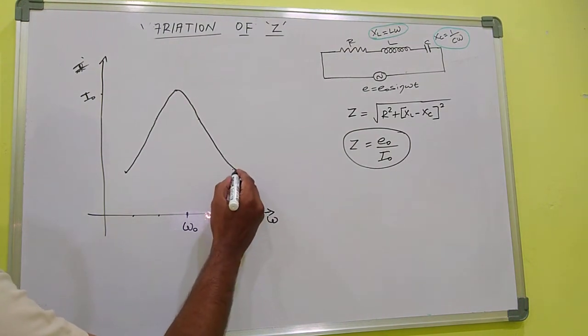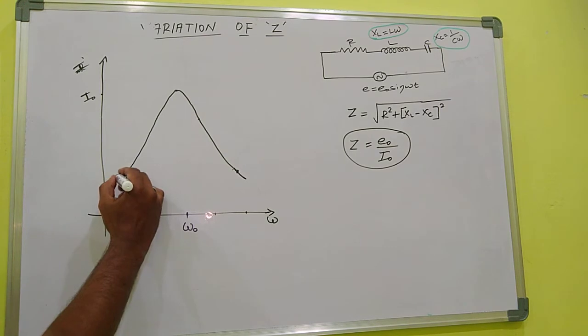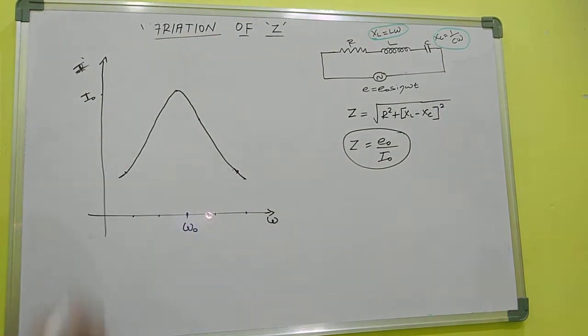Okay, this is the point. So connect. This is the graph. What does this graph show?